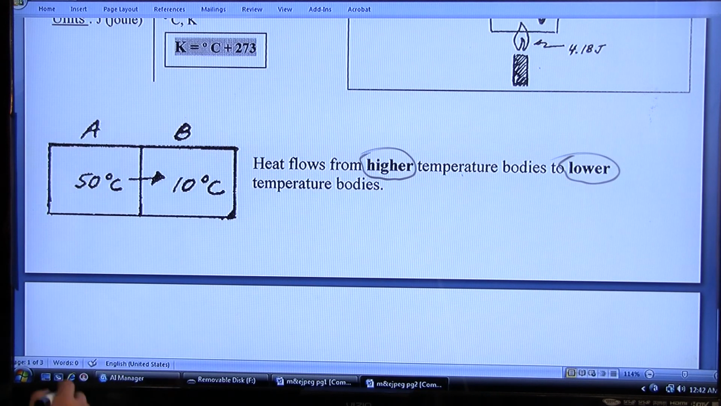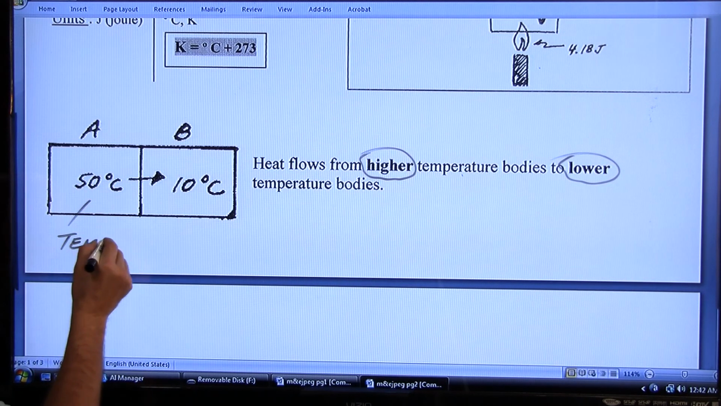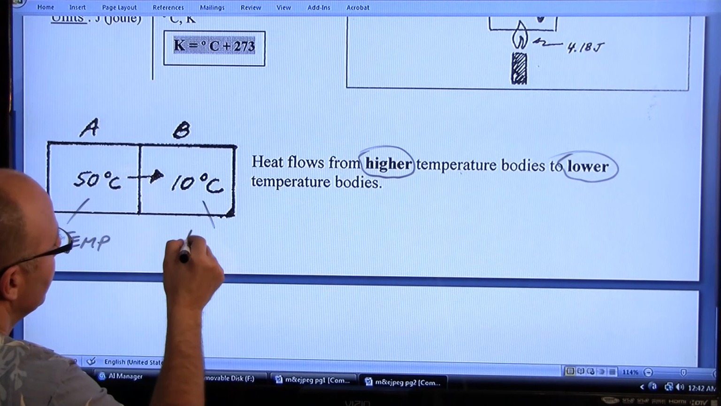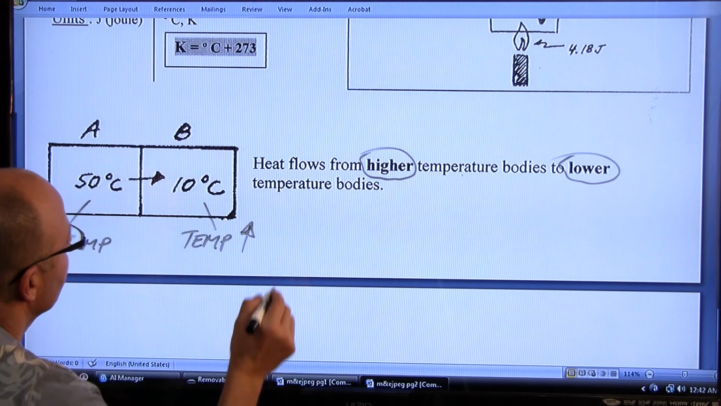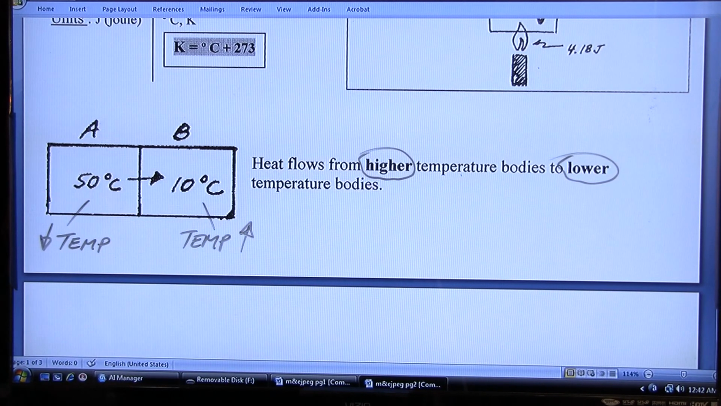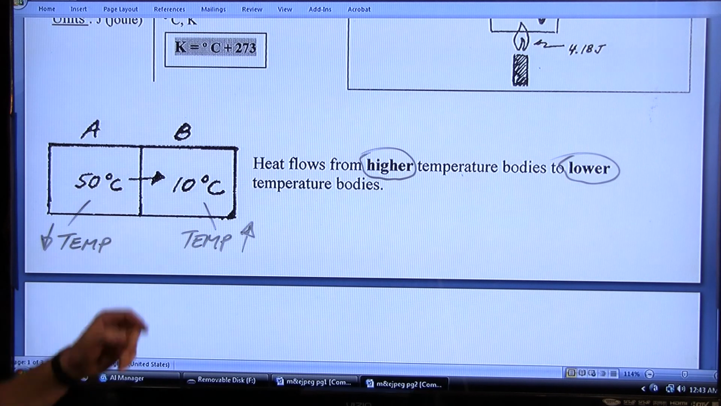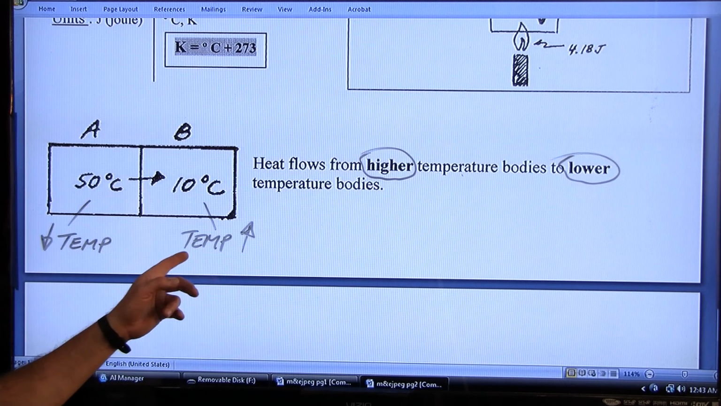And as a result, the temperature of A will decrease, while the temperature of B will increase. Again, heat is the form of energy that causes a change in temperature. Usually, when heat leaves an object, the temperature of that object decreases, which means its particles slow down. And when heat enters an object, usually the temperature of that object increases, which means its particles start to move faster.